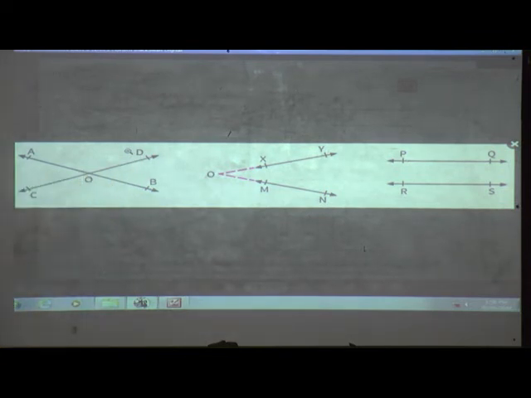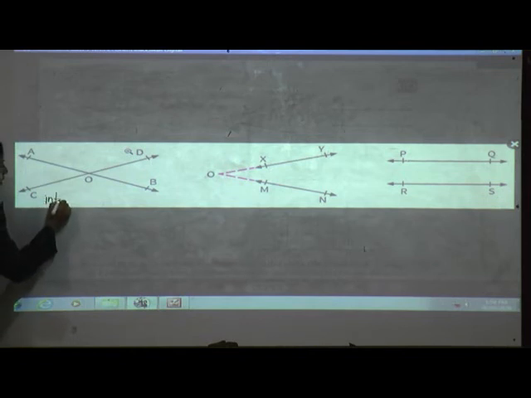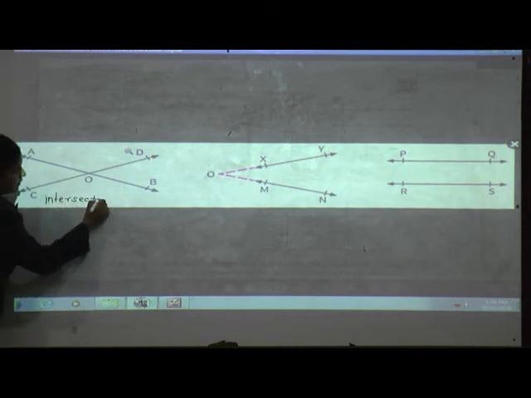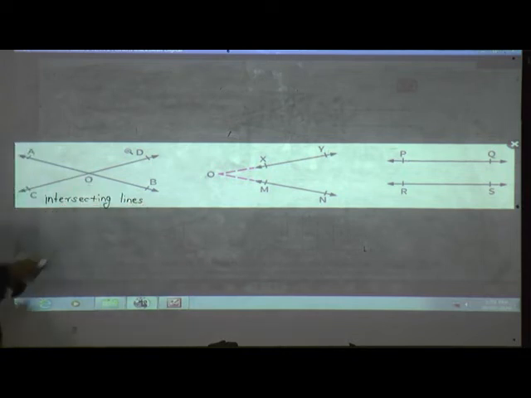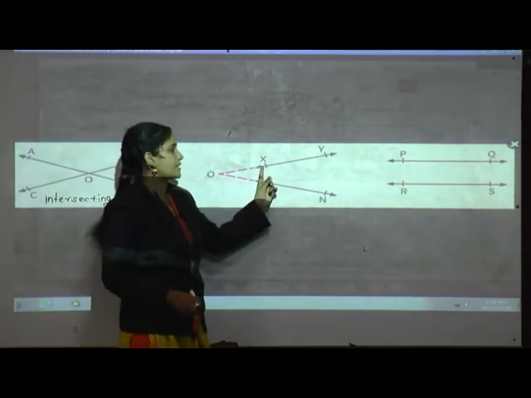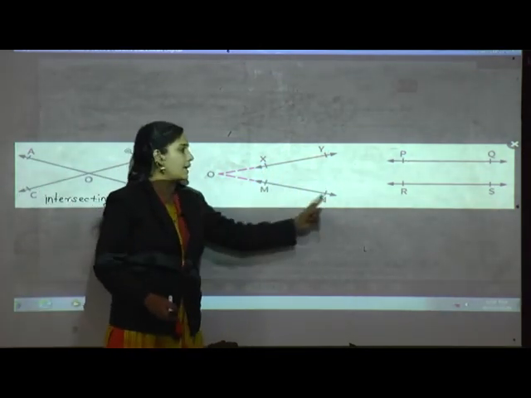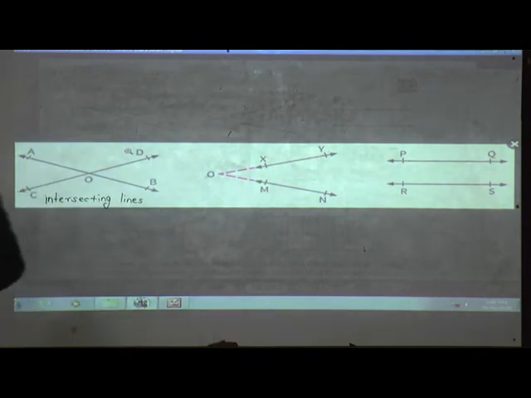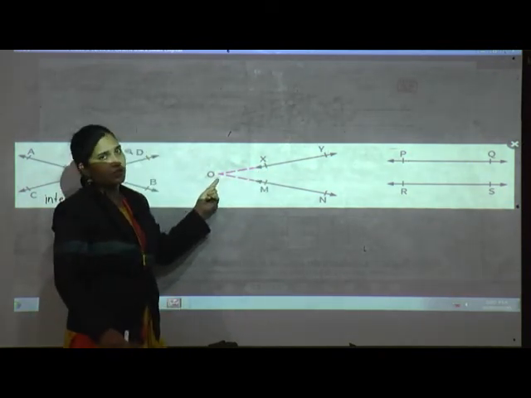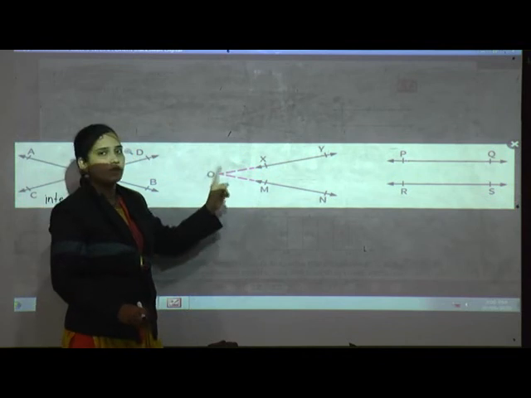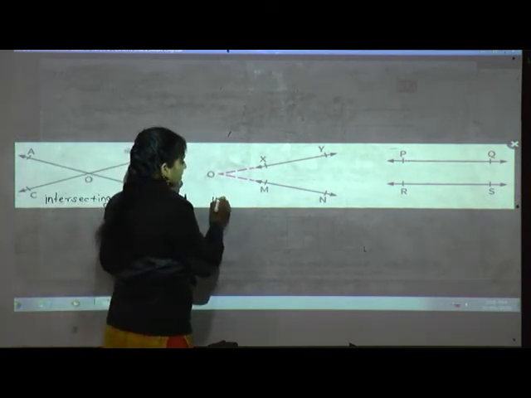So they are intersecting lines. Now see our second figure. Here also two lines, line XY and MN. When you extend these two lines, they meet each other at point O. So they are also intersecting lines.